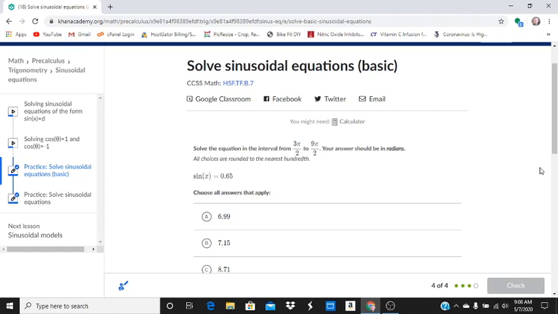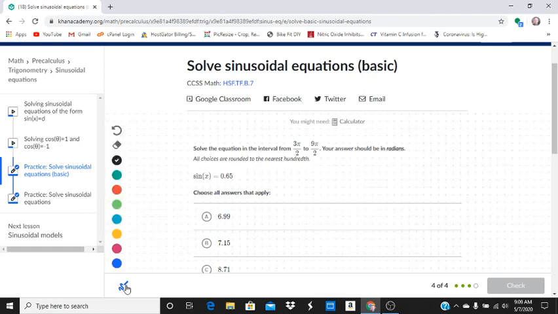And in this example, we're going to solve an equation in the interval from 3 pi halves to 9 pi halves. Our answer should be in radians, and we're going to round our choices to the nearest hundredth. They give us that the sine of x is equal to 0.65. So what I'm going to first start off by doing is taking the inverse sine, making sure my calculator is in radians, of 0.65.